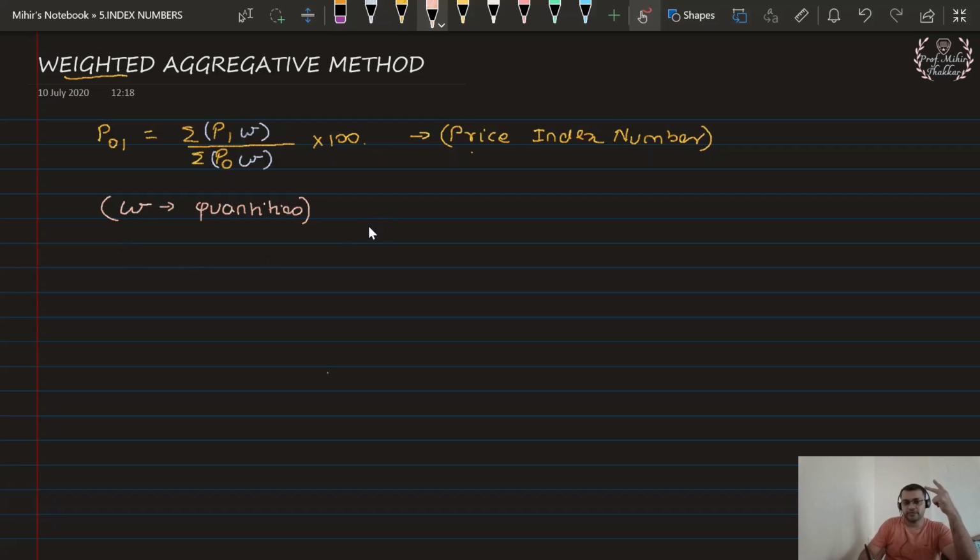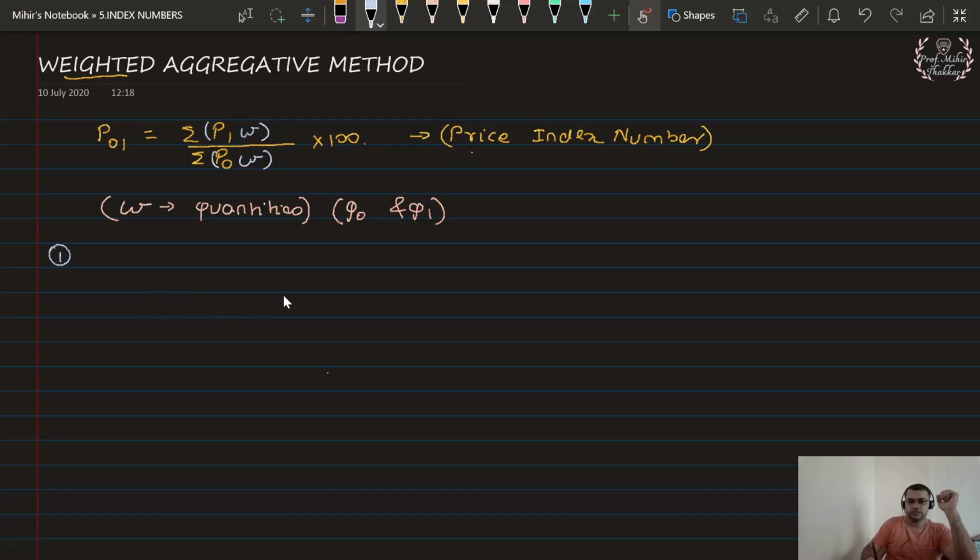Quantities are of two types that we are having. One is the base year quantity and the other is the current year quantity. So depending on which quantity is getting applied over here, we will be using the corresponding index number as per the question asks us. So accordingly, we are having different types of index numbers which are going to get applied over here.